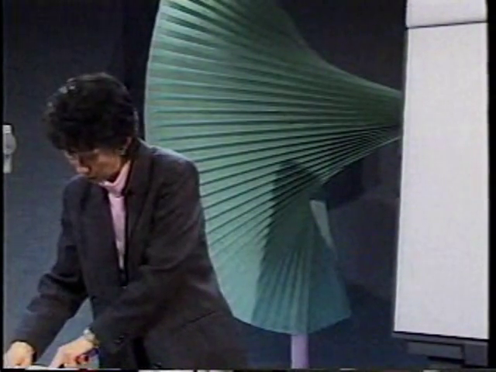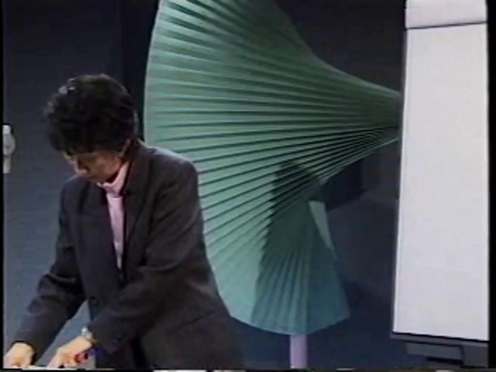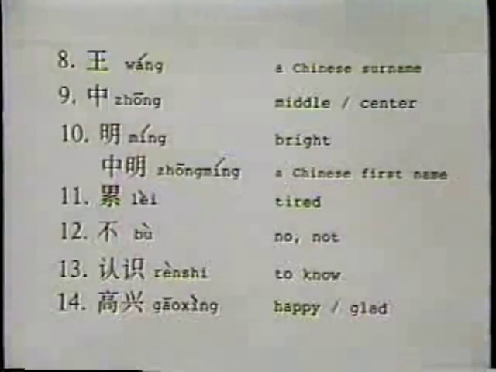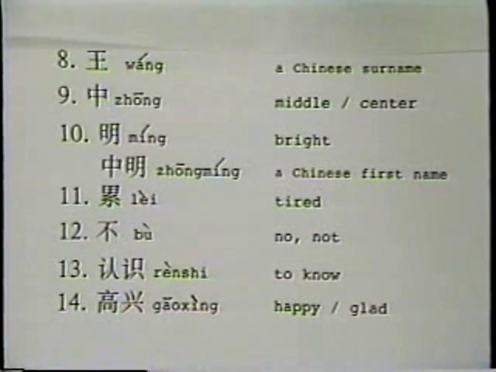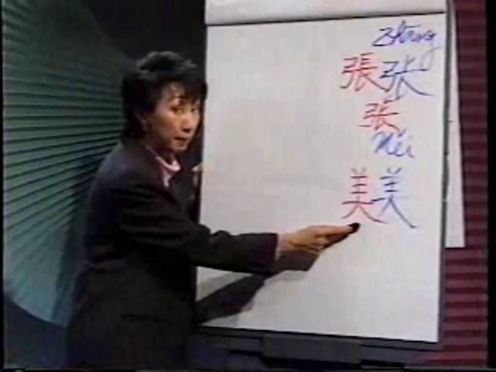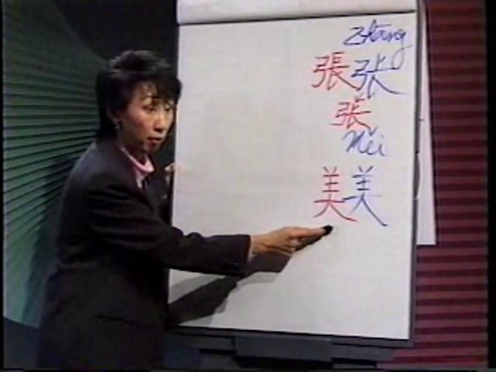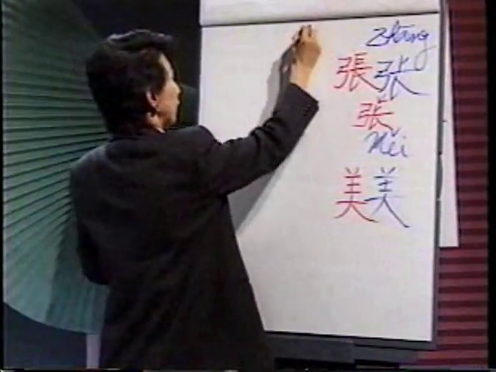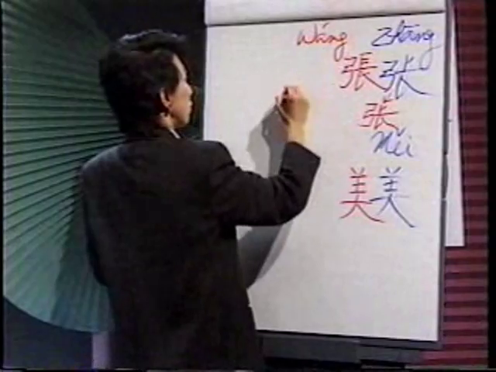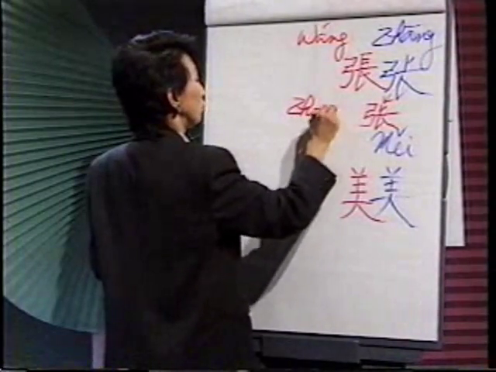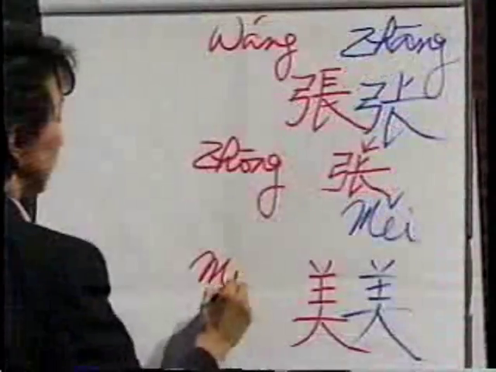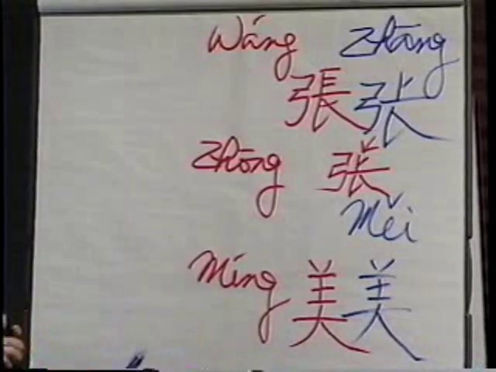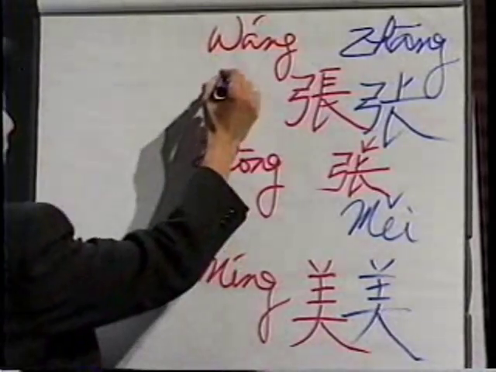And we also talk about Wang Zhongming. So it's another last name and a given name. Let's write together. When we talk about 美, the idea of 美 is what I mentioned already. I don't know whether you still remember. 美 means beautiful. And Wang Zhongming, this is a gentleman's name. Wang Zhongming.